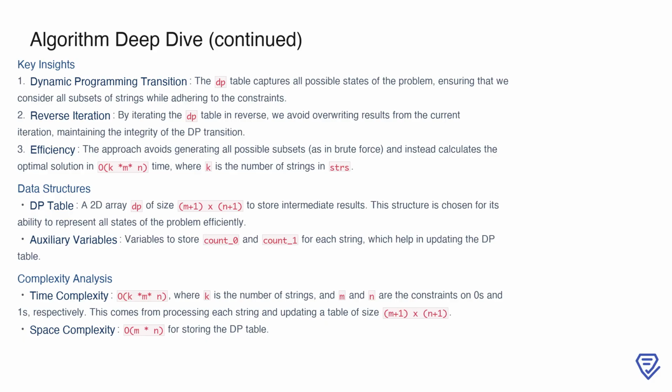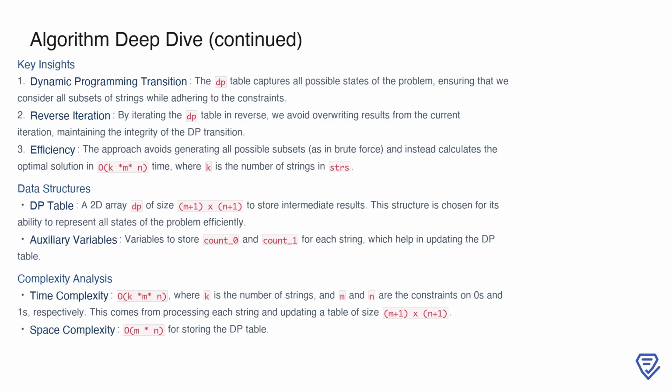The data structures used include the 2D DP table dp, which has dimensions (m+1) x (n+1), to store intermediate results for all states. Additionally, auxiliary variables like count_0 and count_1 are used to streamline the calculation for each string.